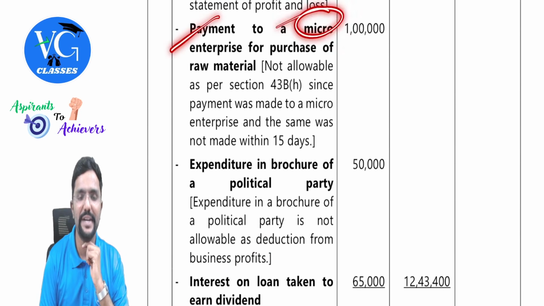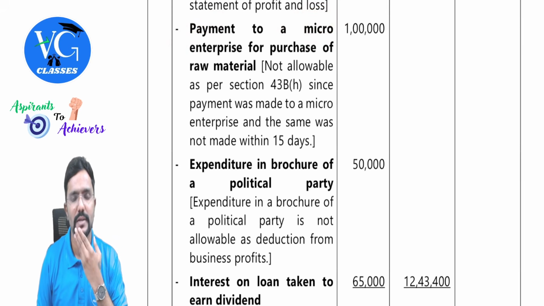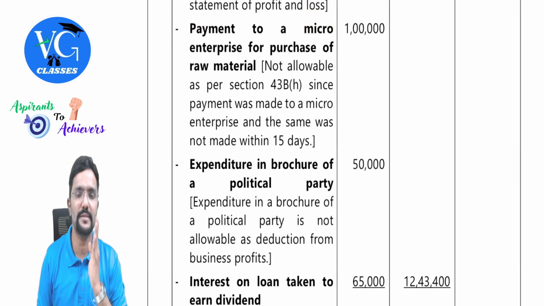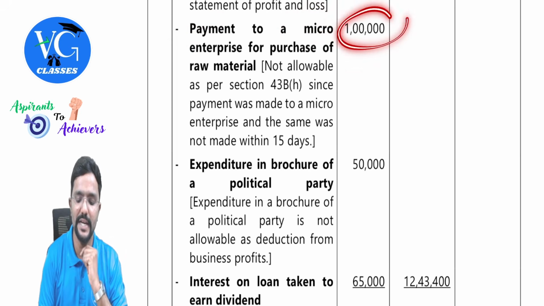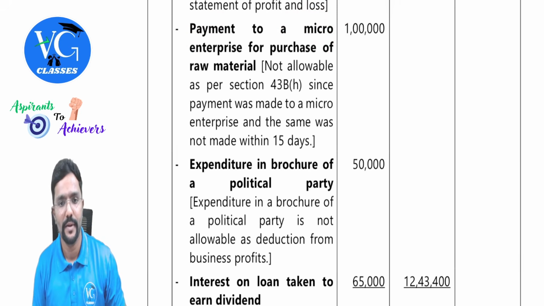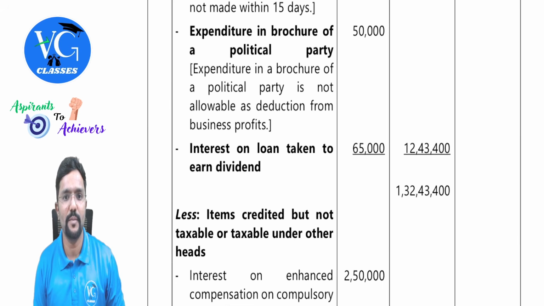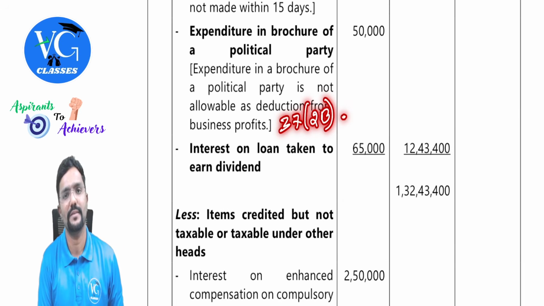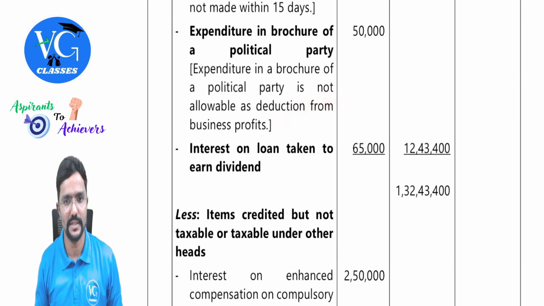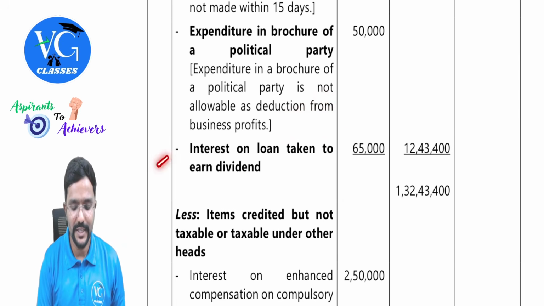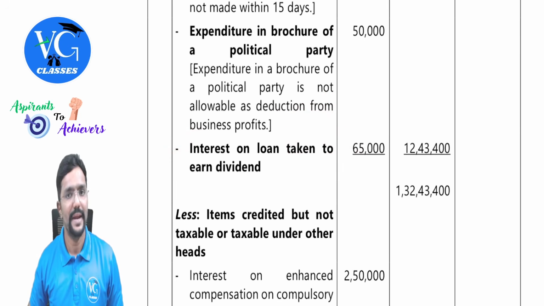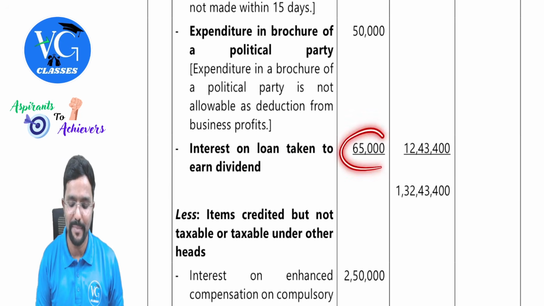Then payment to a micro enterprise, as I already explained this. As the payment is not made within 15 days, it will be allowed on a payment basis, but in the next financial year. So in the current year, add it back. Next, expenditure on the brochure of a political party as per section 37(2B). This is disallowed, not related to business. Yes, sir. Then interest on loan taken to earn dividend, we will consider this under IFOS. It is not allowed as business expenditure, so add back that also.